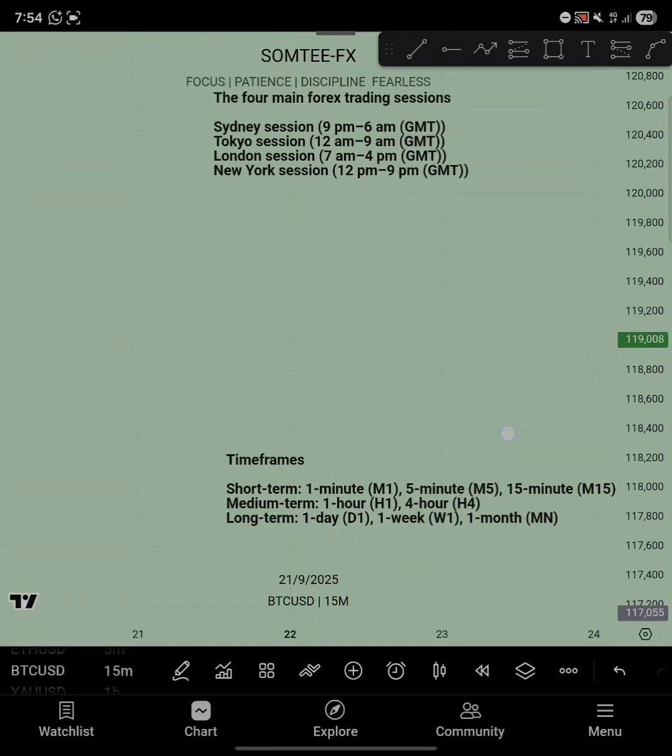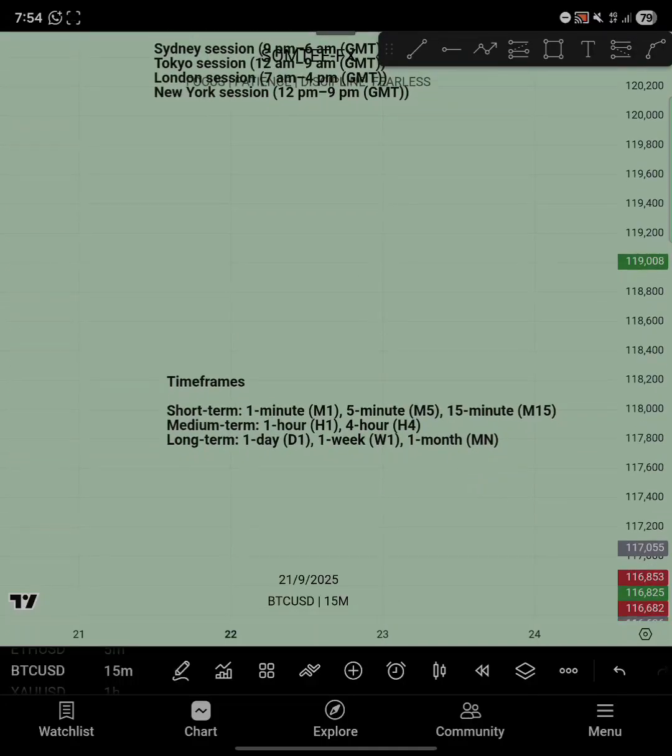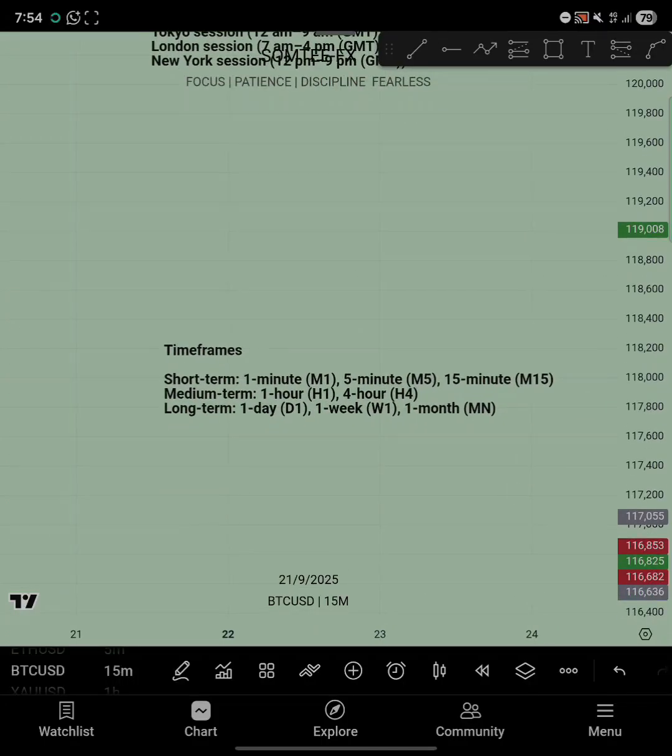Okay, so here let's talk about the time frame. The time frame here is just explanatory. You get, so here we have the short time, which is 1 minute to 5 minutes, 15 minutes. Medium time is 1 hour, 4 hours. Long term is 1 day, 1 week, 1 month.